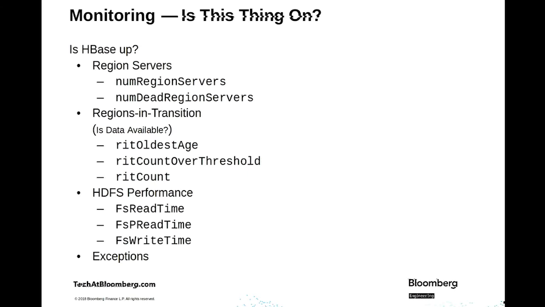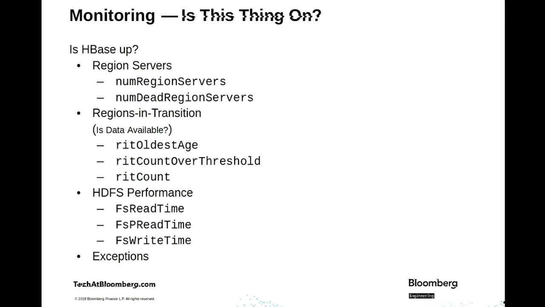We actually might be restarting region servers faster than we realize, and it looks like everything's online. Regions in transition are another great example. So great, I've got all my region servers checked in, but I can't query any of my data. Why is none of my data available? Regions in transition: when HBase is either splitting a region or moving regions between region servers, should there be some failure, that region can get stuck in transition.